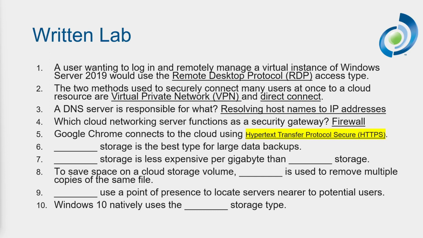Number six, blank storage is the best type for large data backups. This would be object. So object storage is the best type for large data backups. There's lots of other reasons, and we'll get more into this as we talk about some of the specific tools. But yes, object storage is out there.